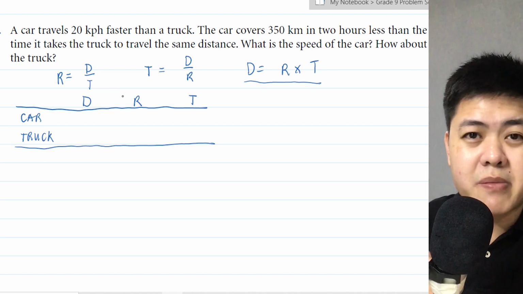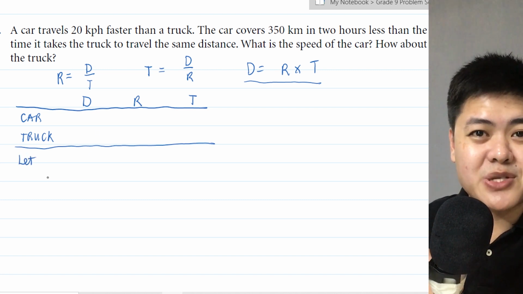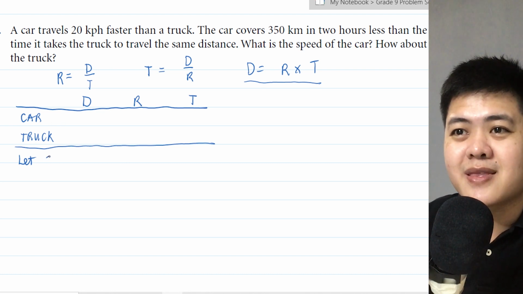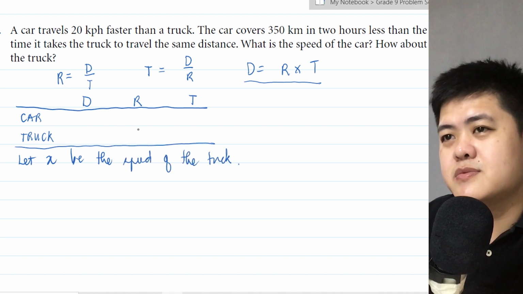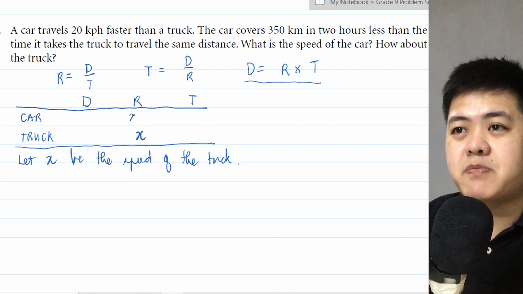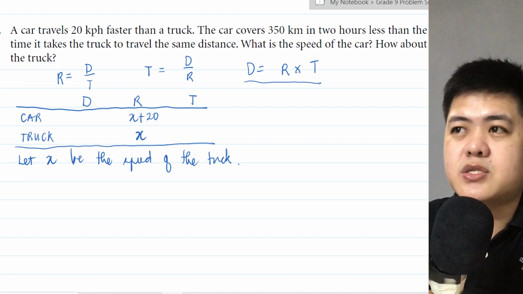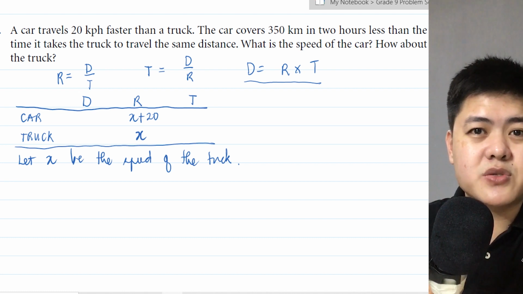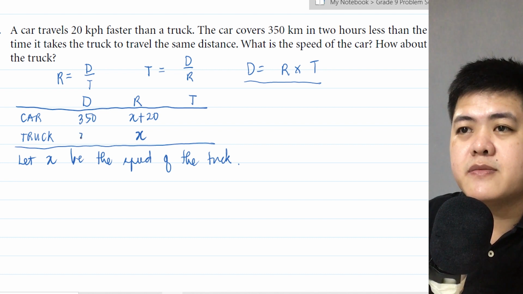Hindi natin alam kung gaano kabilis yung truck, so let that be x. So, let x. Normally, yung let x or yung representation dapat sa una yan nilalagay ha, pero dito na natin isulat. Let x be the speed of the truck. Okay, so since x yung speed ng truck and the car is 20 kilometers faster, so that's x plus 20. The car covers 350 kilometers in 2 hours less than the time it takes the truck to travel the same distance. So they both traveled 350 kilometers. So yung distance nila is parehas 350.